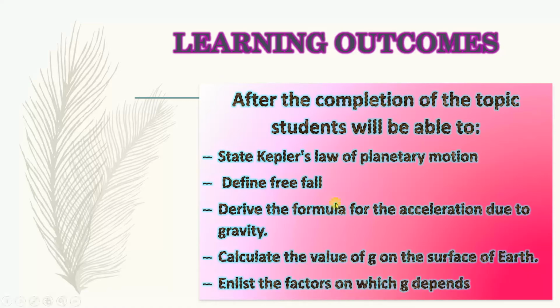Now what is this g? Actually this is the value of acceleration due to gravity. It is denoted by small g. वैसे हम acceleration को a से denote करते हैं, but the acceleration due to gravity we denote by small g. And today we are going to learn about this g in detail.